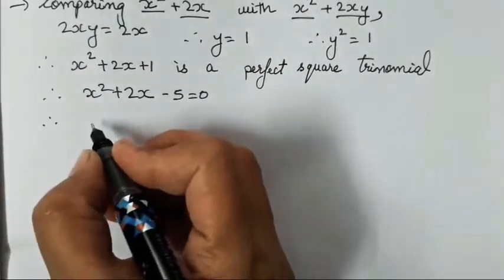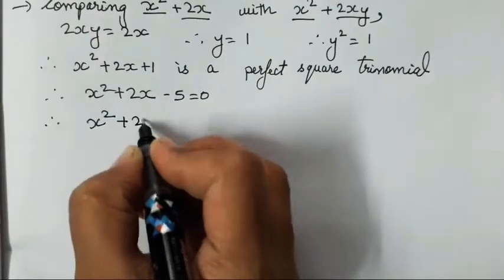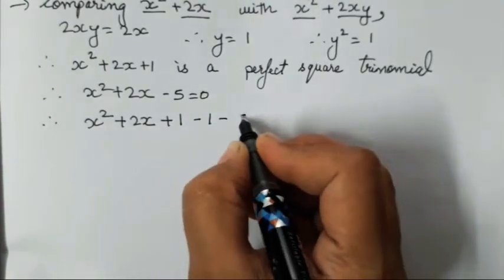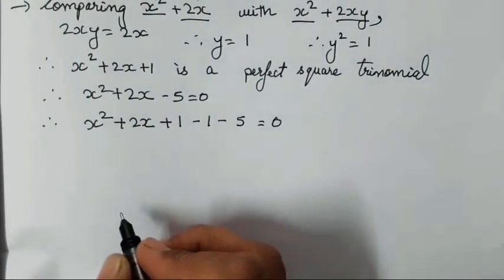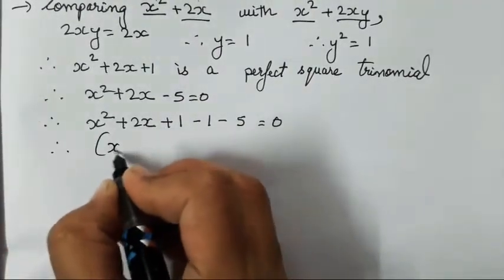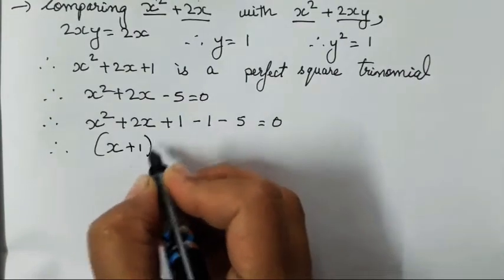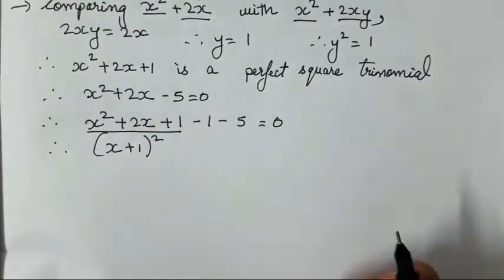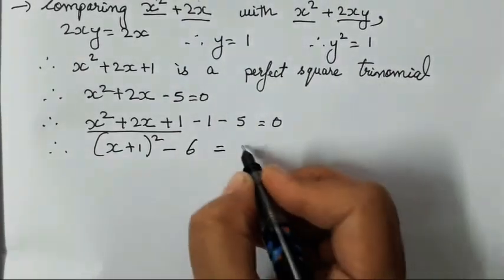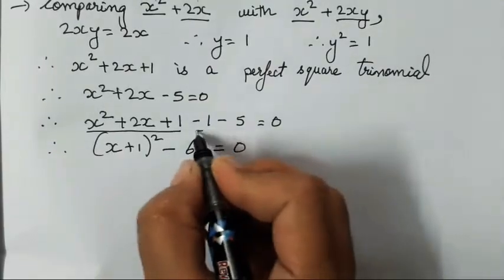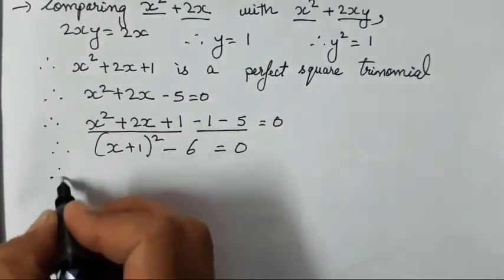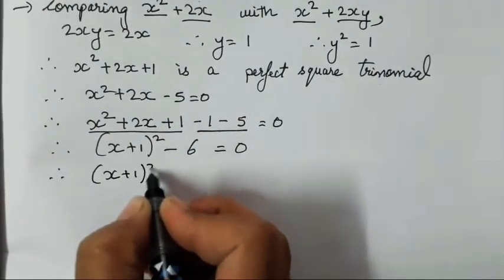Therefore, this will be x square plus 2x plus 1 minus 1 minus 5 is equal to 0. Therefore, x plus 1 whole square. This thing we have got it. Minus and minus plus and sign of the bigger number. So this will be 6. 5 plus 1, 6. Got it? This separately we got and this we have got it in the squaring method. First step, first answer we have got it. So we have to carry this forward till the end.